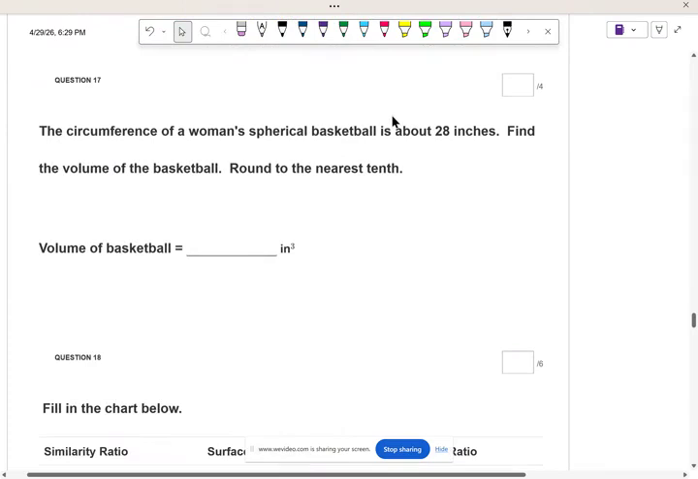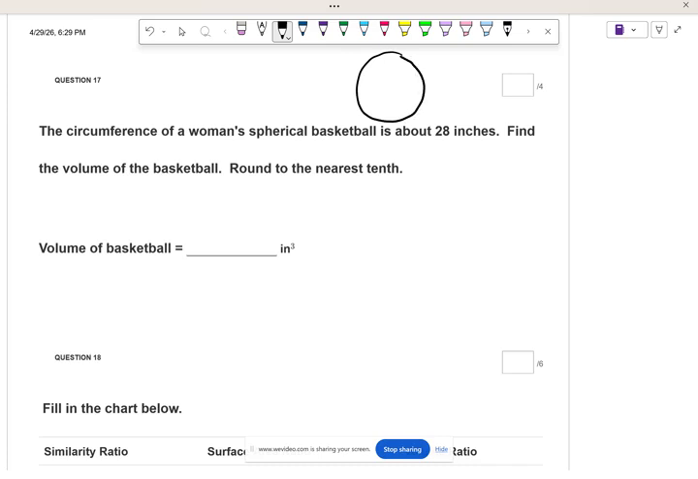17. The circumference of a woman's spherical basketball is about 28 inches. Y'all, you know I'm awful at drawing these things, but I'm going to try to draw a sphere. It's going to be bad. Here's your sphere, and here's your radius. What shape is that in the middle? That is just a circle. So when they say the circumference, they're talking about that circle right there. On your formula sheet, the circumference of a circle is 2 pi r.